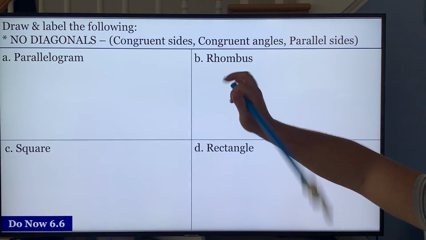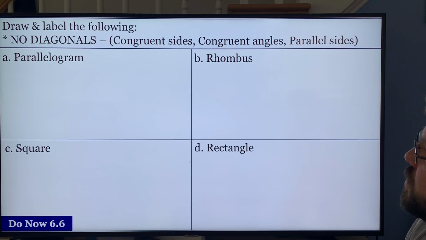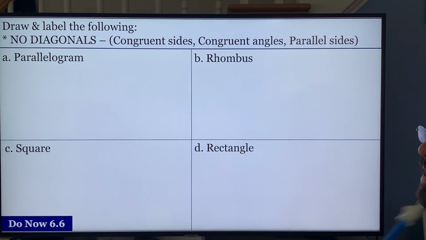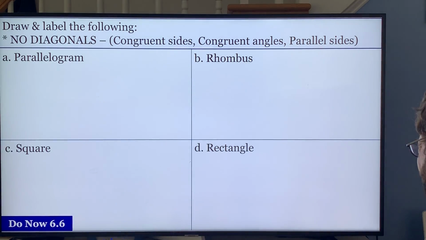What I would like you guys to do is draw and label the following. Don't worry about diagonals. Put the congruent sides, congruent angles, and the parallel sides on these figures. Go.